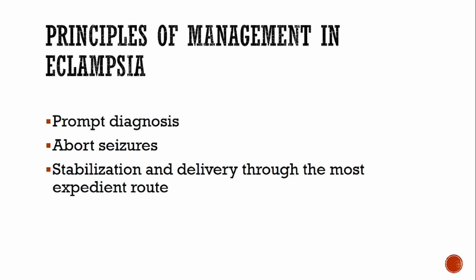The principle of management remains prompt diagnosis. It's important to establish what is happening to this woman. Then an attempt must be made to abort the seizures. The recommended agent for seizures remains magnesium sulfate, which is used worldwide. Stabilizing the blood pressure and delivering this woman through the most expedient route is very important. We use the word expedient because you have to consider so many parameters before delivery is initiated. Remember, we said that coagulopathy is an absolute indication for cesarean section. Such coagulopathy must be corrected first, and again, cesarean section is not a must for a patient that has eclampsia.